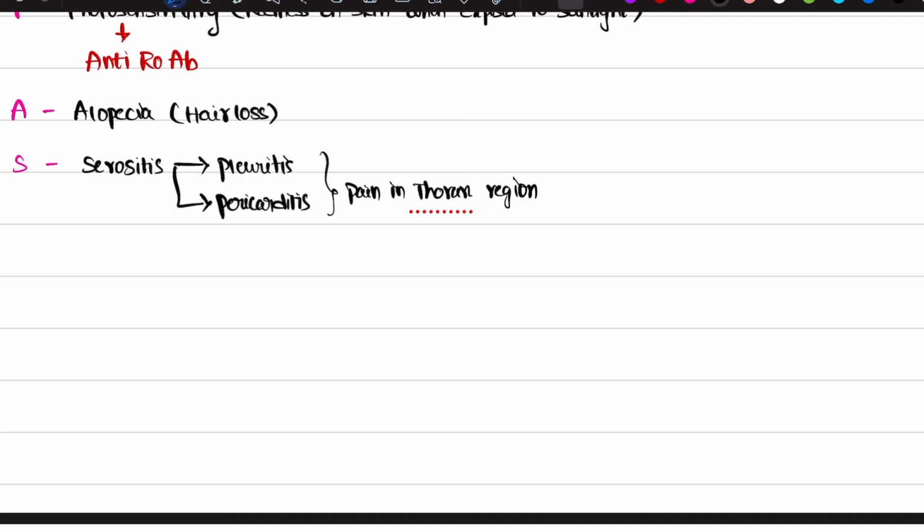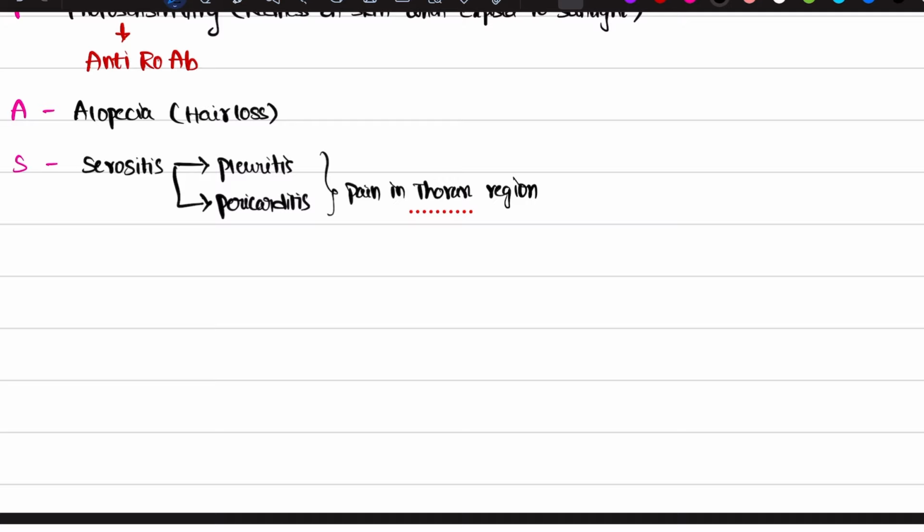How to differentiate pleuritis from pericarditis? Ask the patient to stop breathing. If the pain decreases, then it is not pericarditis, it is pleuritis. While we are breathing, there is rubbing in the pleura, and that's the reason it causes more pain. In pleuritis, when the patient is breathing, it causes more pain. But if I ask the patient to stop breathing, the pain will decrease, meaning the patient is suffering from pleuritis, not pericarditis.